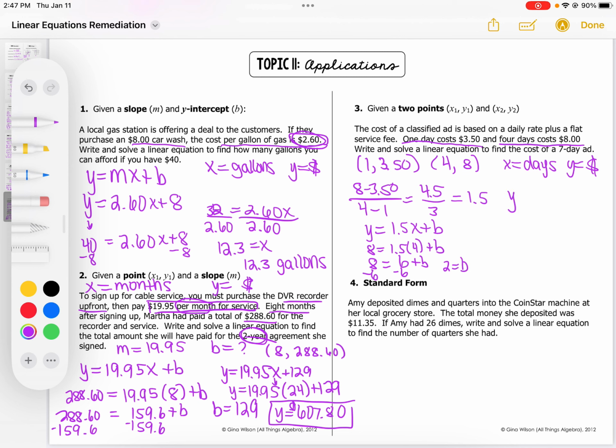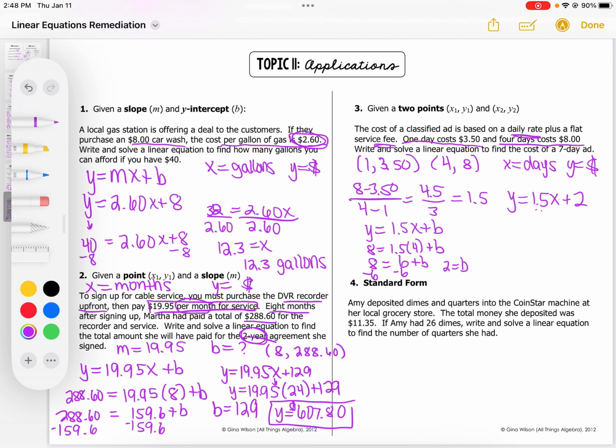So altogether, our equation then would be y equals 1.5x plus b. Knowing what we know about slope-intercept form and that they say the cost of a classified ad is based on a daily rate. The daily rate is $1.50, 1.5, that's the slope, plus a flat service fee. The service fee is 2. Excuse me, this should be not a b anymore. This should be a plus 2.